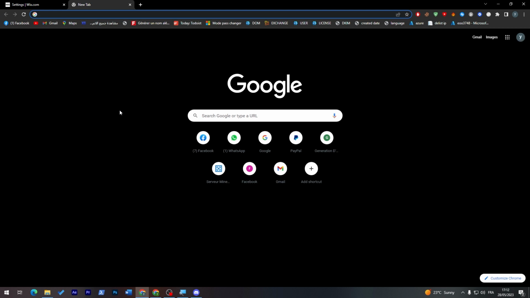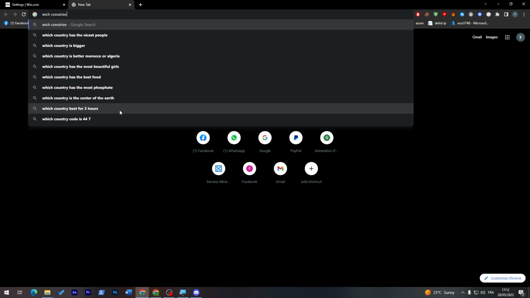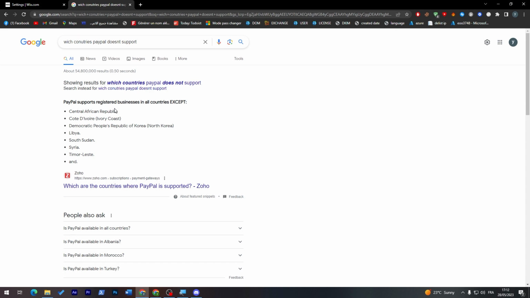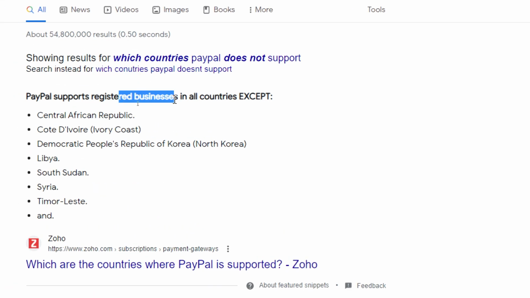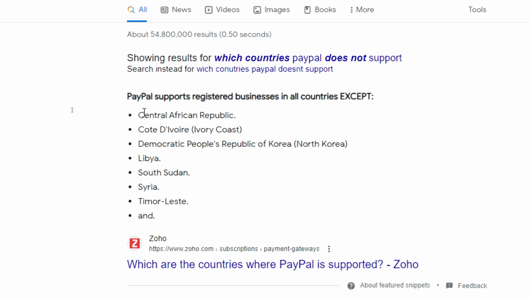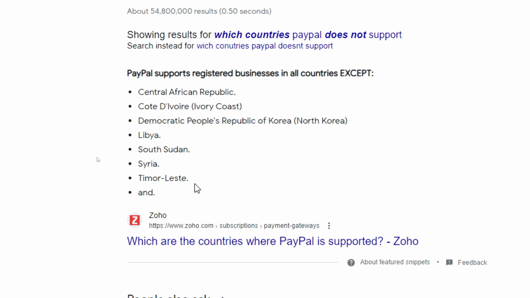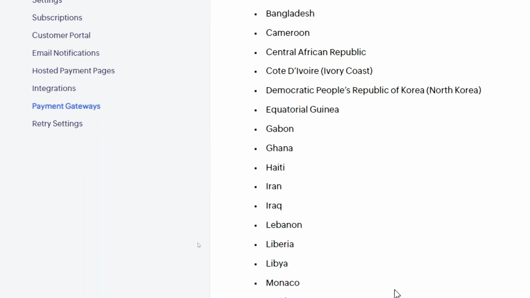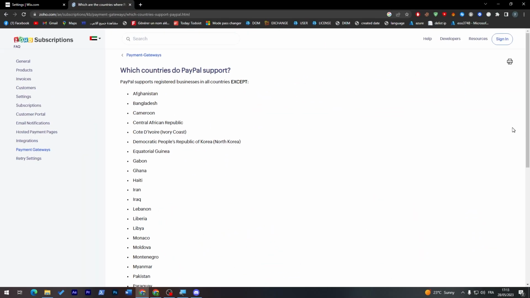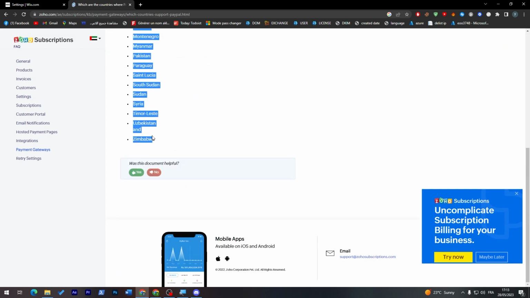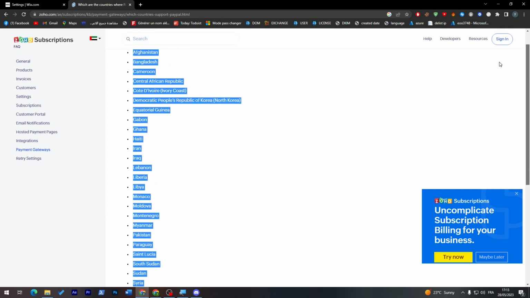For example, here, which countries PayPal doesn't support. And as you may see here, there are few of them. So PayPal supports registered businesses in all countries except Central African Republic, Cote d'Ivoire, Libya, South Sudan, Syria, Timor-Leste, Democratic People's Republic of Korea, which is North Korea, and a few other countries, which you can count as about 20 countries in total. So they are not that many. These are the countries that are not supported by PayPal. Make sure that your country is not one of them.